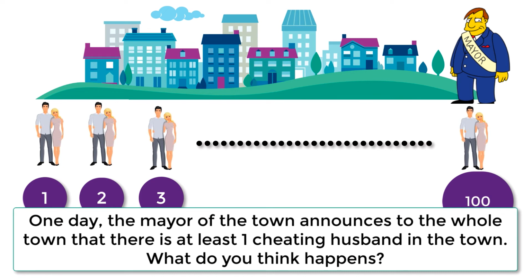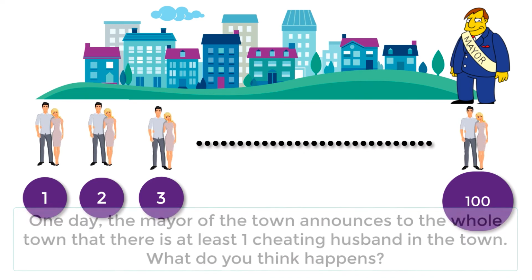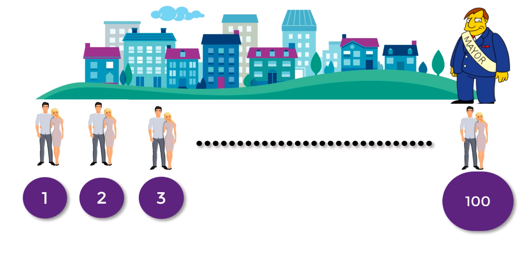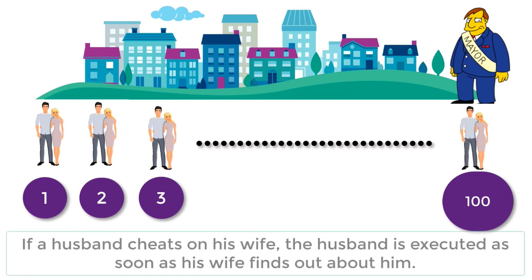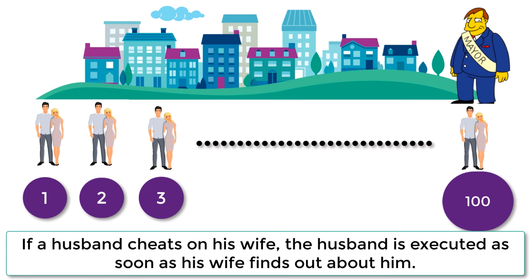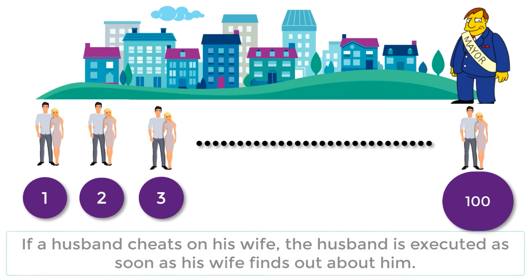So I will simplify the puzzle. A certain town has 100 married couples, husband and wife only. Everyone in the town lives by the following rule. If a husband cheats on his wife, the husband is executed, that is killed, as soon as his wife finds out about him. A husband may enjoy only as long as his wife does not get to know about it.